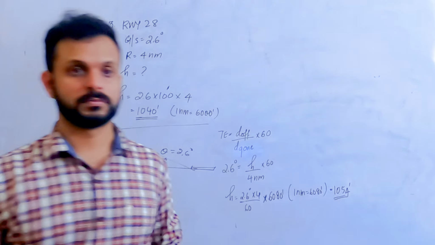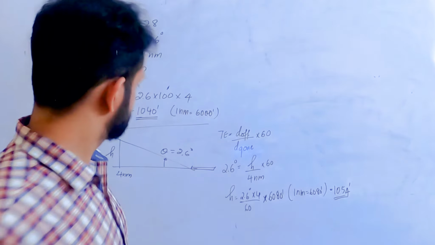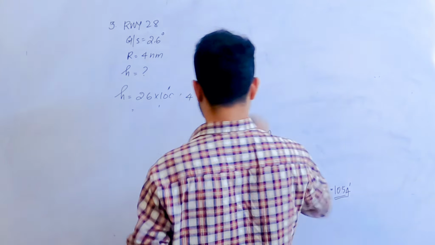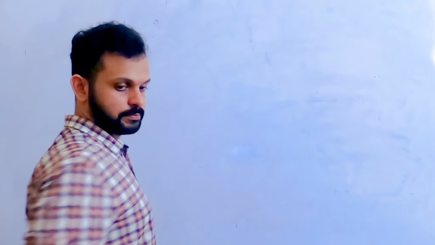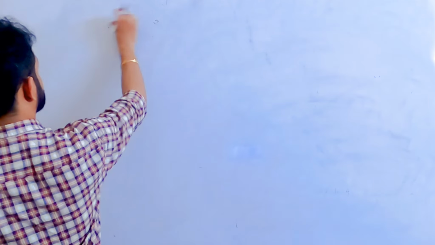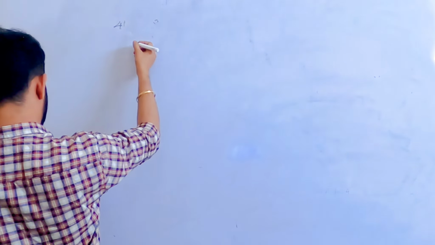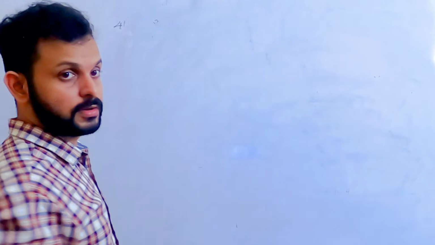So you are approaching Paris or a particular place on a glide slope of 3 degrees. At what height should you be at a range of 2 nautical miles? It is a similar type of question. So 3 degree glide slope, and you have to find out the height at a range of 2 nautical miles. So the total height should be 600 feet.